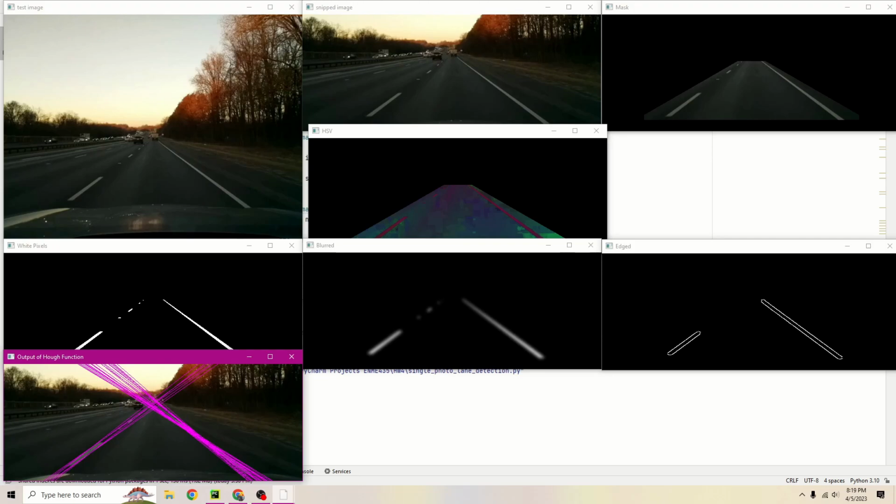This is blurring it to remove the high frequency noise. This is the edge detection upon the blurred image, and then performing a Hough transform. These are the lines which were detected. What you see within the prior video is averaging all of these separate lines into one singular line to try and determine the true orientation of the lane lines.